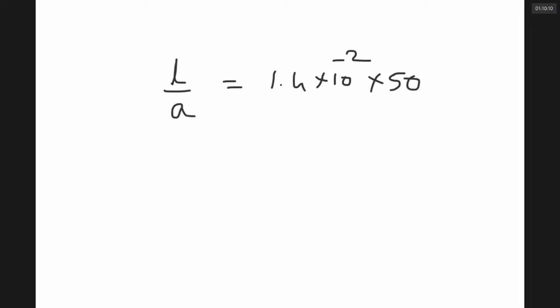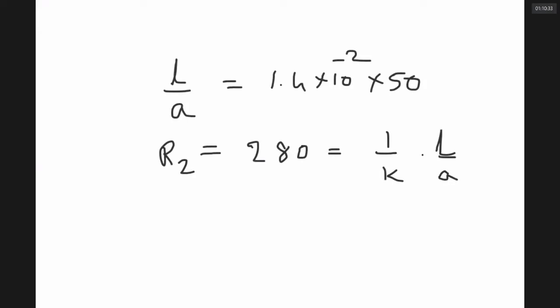Now, when I used the very same cell, I noticed the resistance in the second case is how much? 280 ohms. You know, resistance is equal to 1 by K into L by A. Do I know that relation? Yes. So in the second cell, 280 is equal to 1 by K.